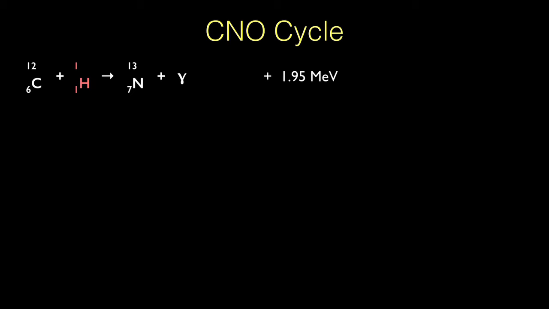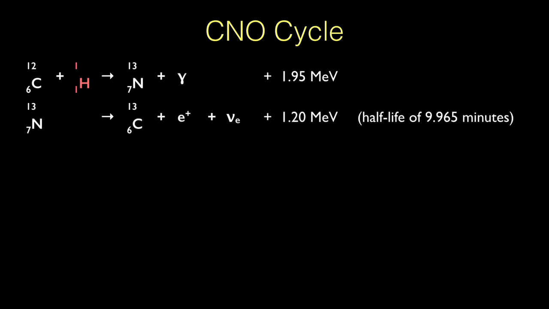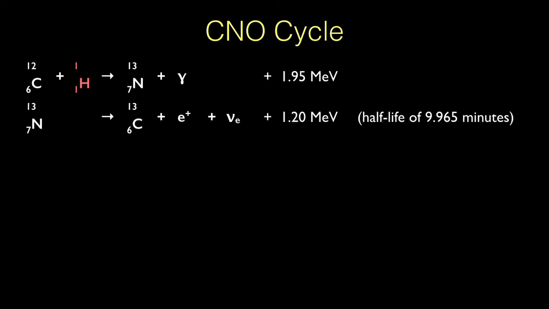Now we take that nitrogen atom and it's radioactive. It decays into a carbon-13 atom, a different isotope of carbon, and it gives off a positron, and that's energy. So we're still making energy here. So now we have carbon-13, started with carbon-12. Let's take the carbon-13 atom, smash a hydrogen atom into it. We're going to make nitrogen again, except now we're not making nitrogen-13, we're making nitrogen-14, and a gamma ray.